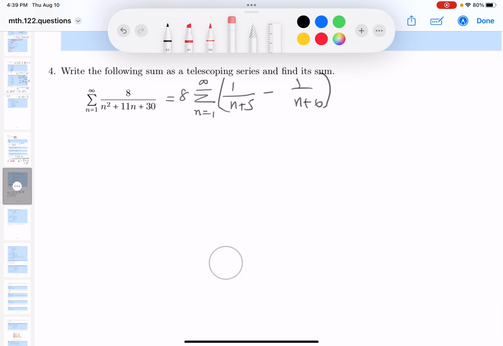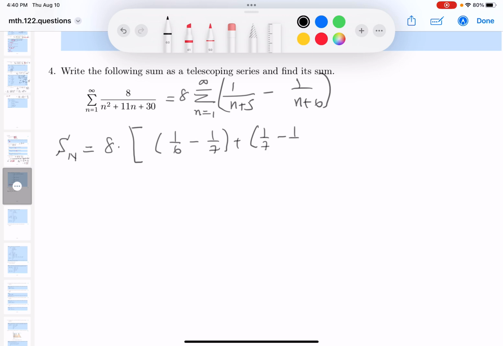But I'm going to erase it because I'm going to start to show you that this thing collapses. All right? I'm going to write down Sn equals 8 times 1/6 minus 1/7 plus 1/7 minus 1/8 plus 1/8 minus 1/9 plus, and so on. It's going to go to the end. I'll just write the last term down because it looks like a pretty easy pattern to me. What's it going to be? 1 over big N. That doesn't look like a big N, does it?